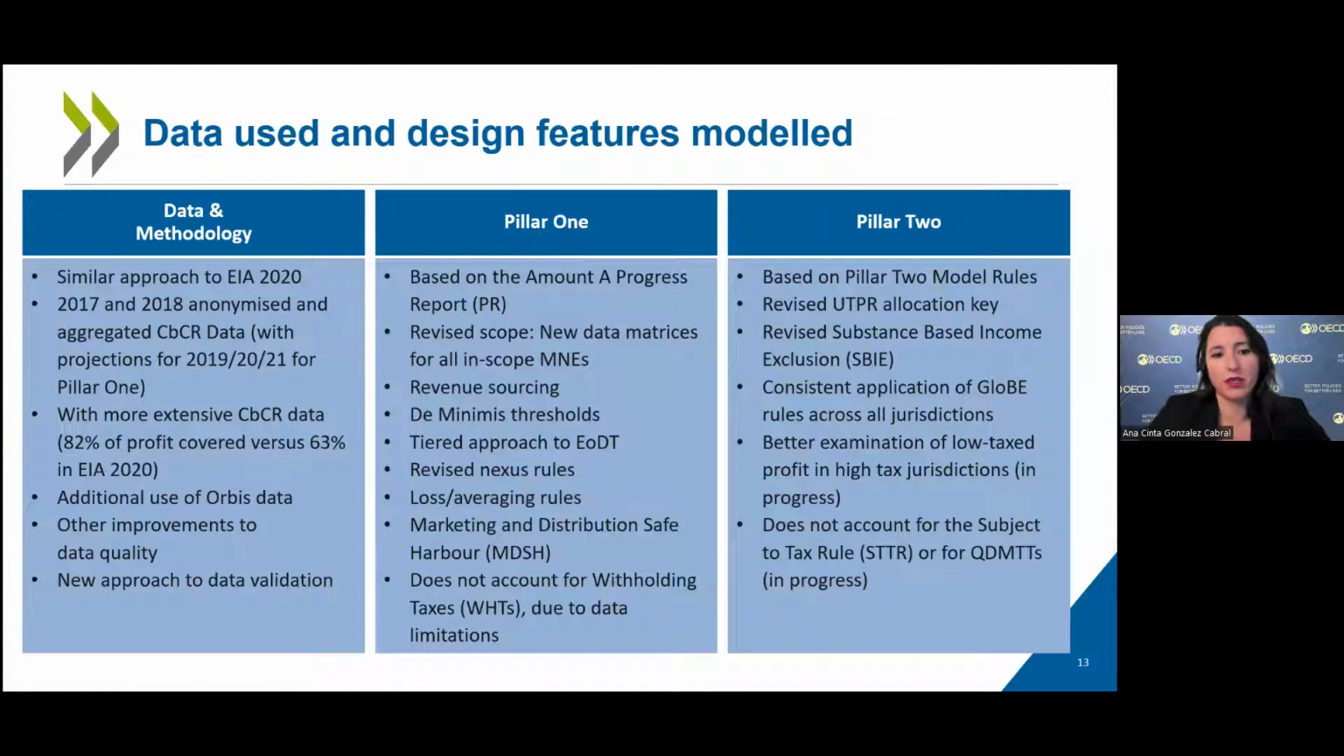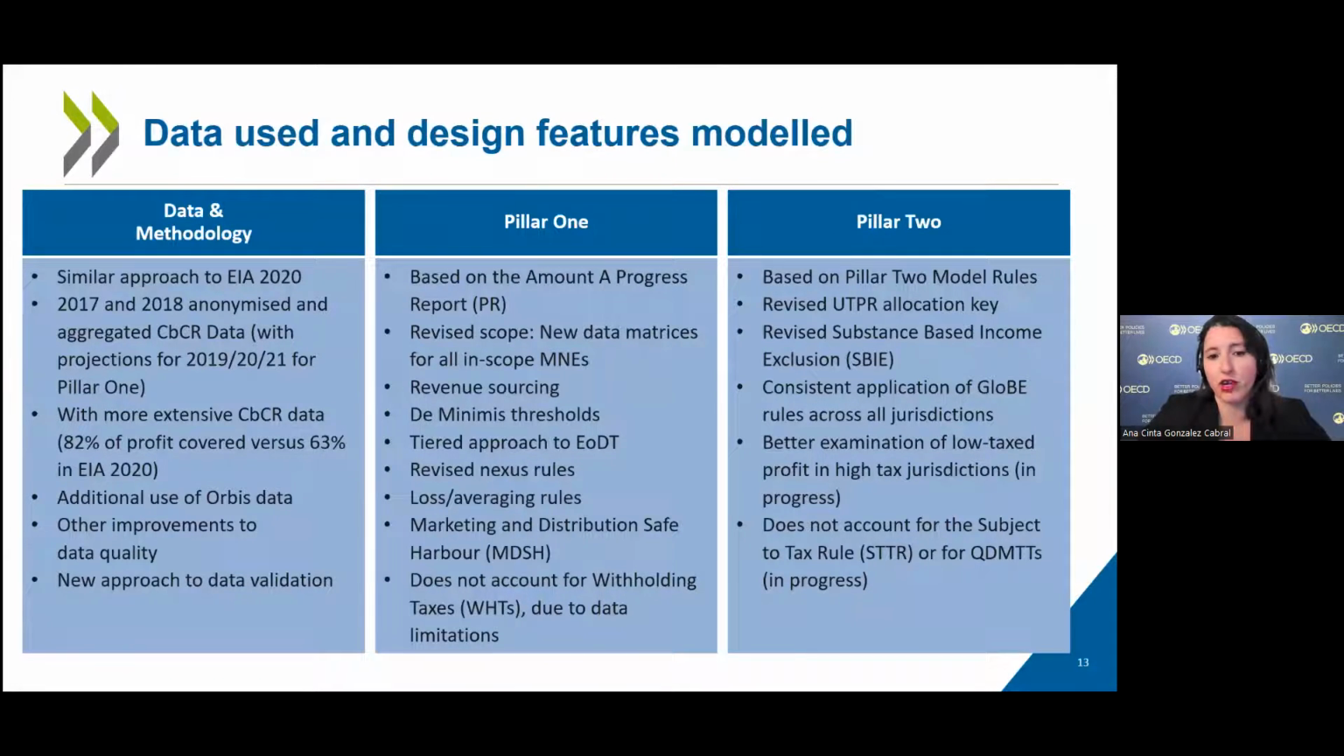In what refers to Pillar 2, the modeling is based on the Pillar 2 model rules, so they focus on the GloBE rules and do not include the impact of the subject to tax rule. The estimates account for the revised substance-based income exclusion, which is a function of payroll and assets in the jurisdiction, the revised undertaxed payment rule allocation key, which is based on employee headcount and the value of tangible assets. And the estimates assume a consistent application of the GloBE rules across jurisdictions.